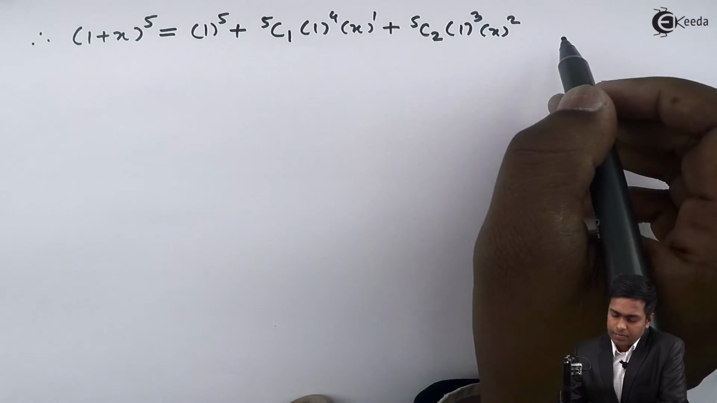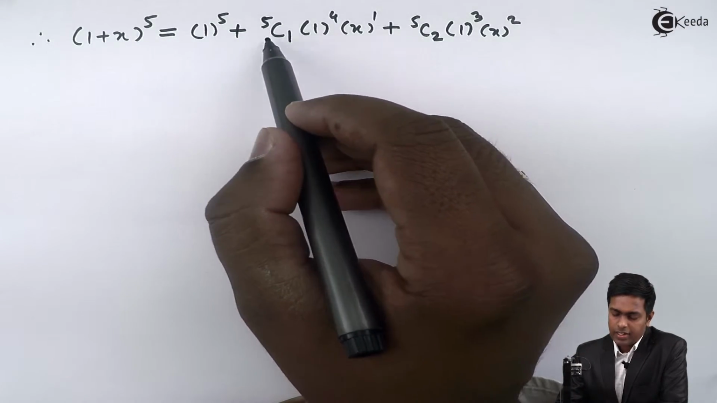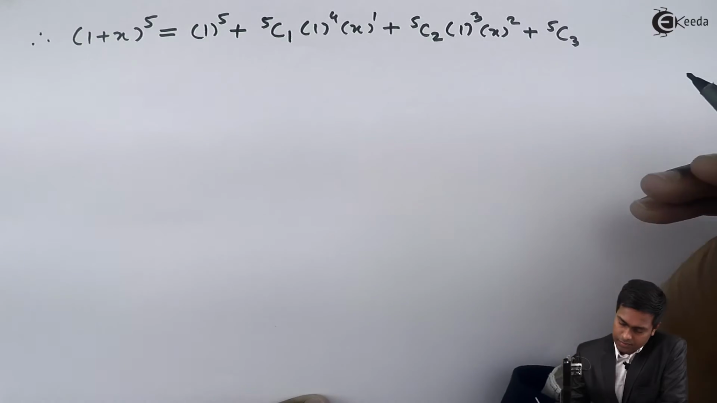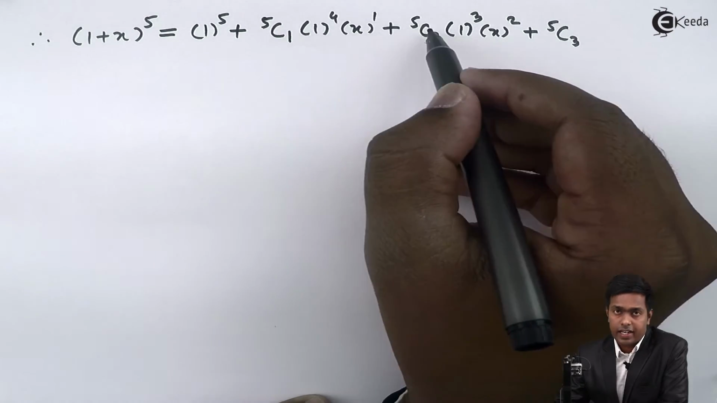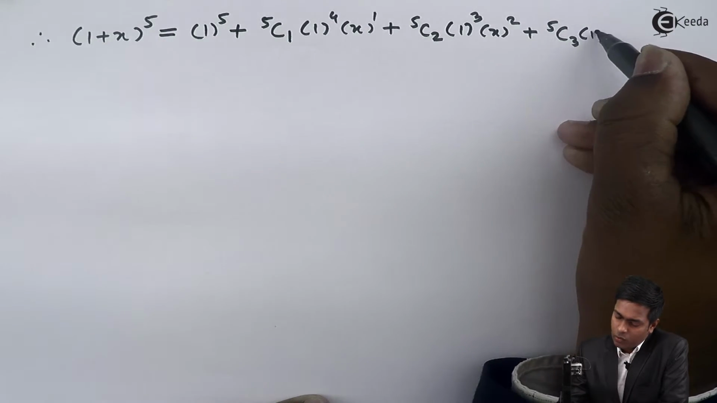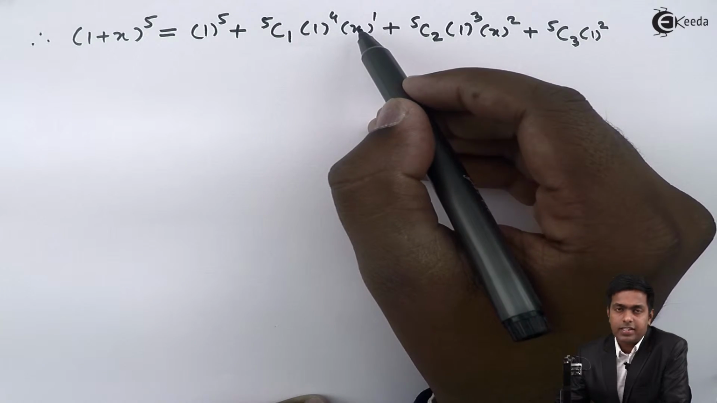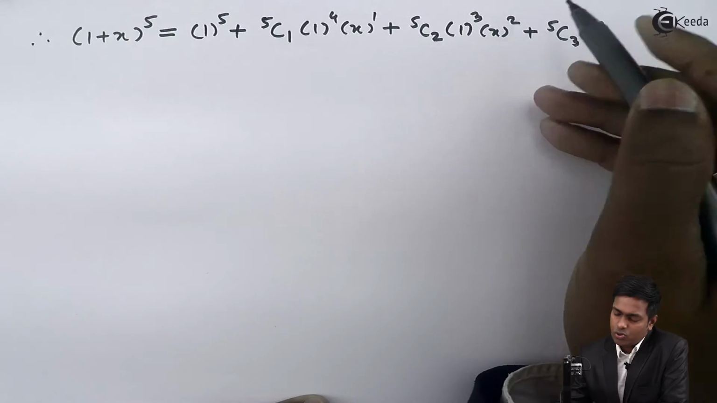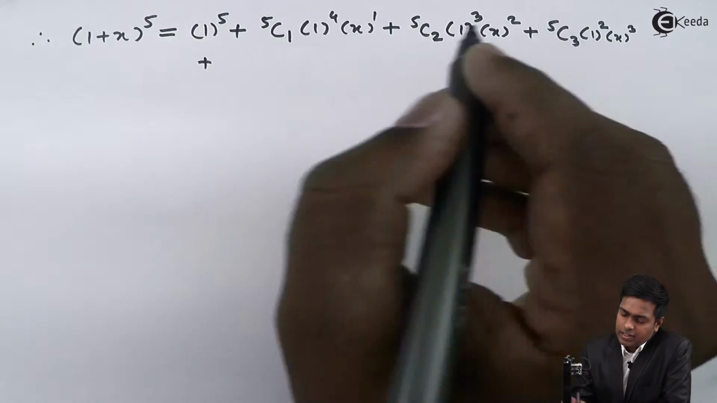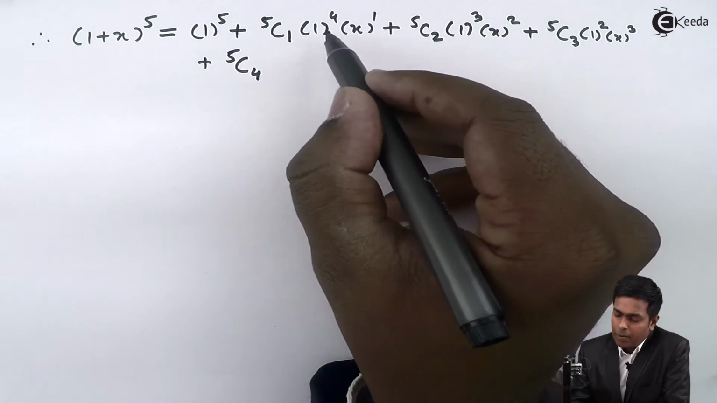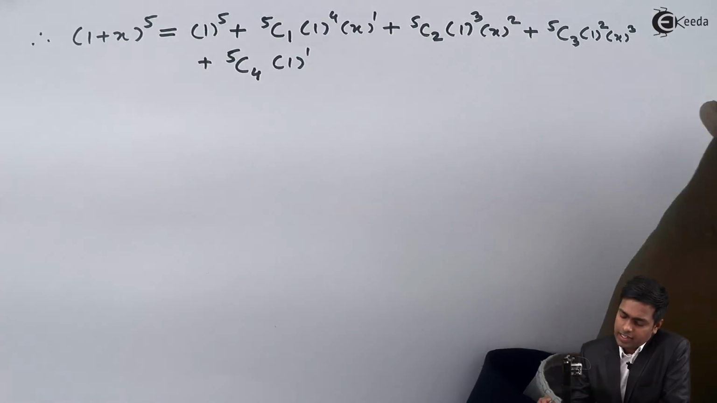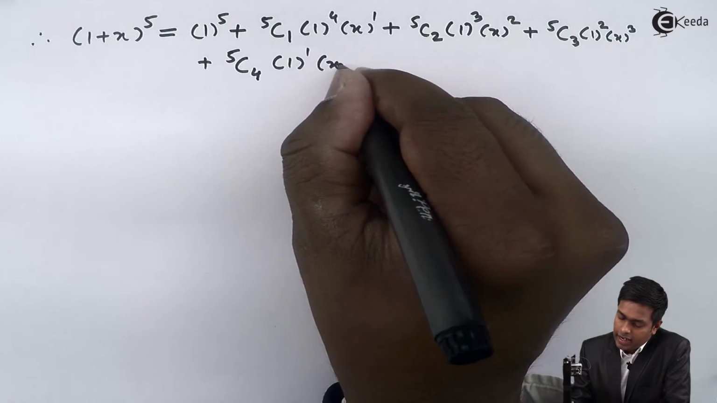Now if you observe this pattern, after 5C1 we are getting 5C2, so the next term will be 5C3. Similarly, the power of 1 is decreasing, that is 1 raised to 5, then 1 raised to 4, then 1 raised to 3, hence here we will get 1 square. Similarly, the power of x is increasing, so here x raised to 1, x raised to 2, so here it will become x raised to 3. Next term will be, after 5C3 we will get 5C4. The power of 1 is decreasing, so after 1 square we will get 1 raised to 1, and the power of x is increasing, so after x cube we will get x raised to 4.